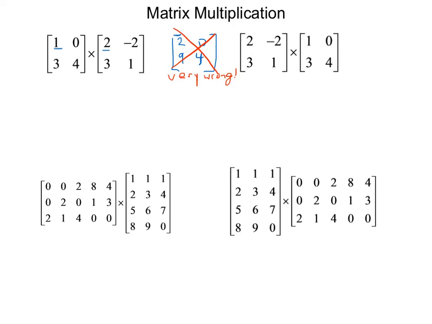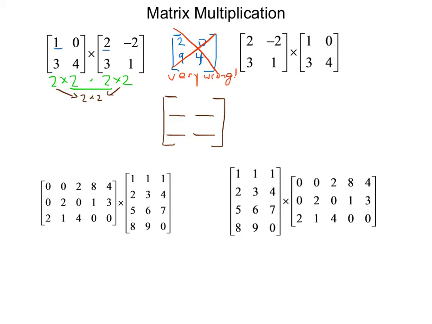So first, let's look at the dimensions. I'm taking a 2 by 2 and multiplying by a 2 by 2. These are compatible, so the resulting matrix is going to be a 2 by 2. So I'm going to build my shell over to the side here, and put down some lines to denote that it is a 2 by 2.